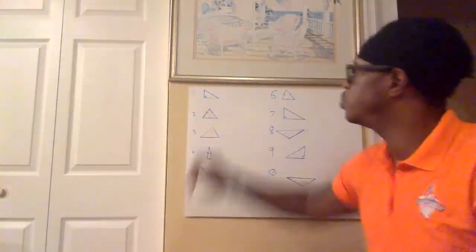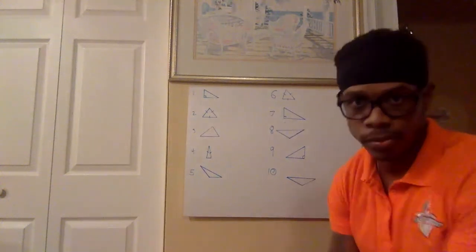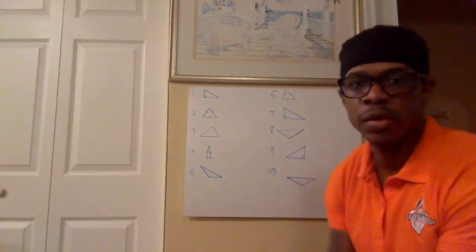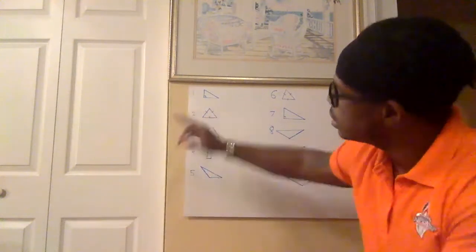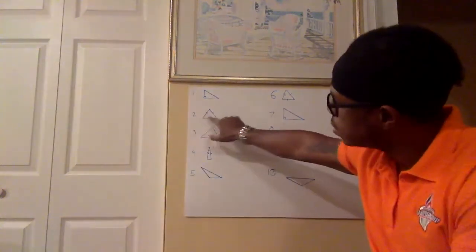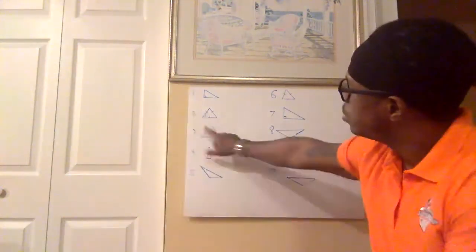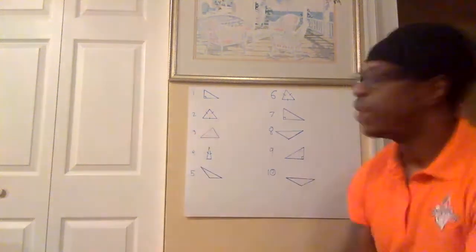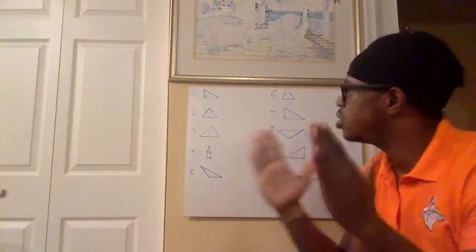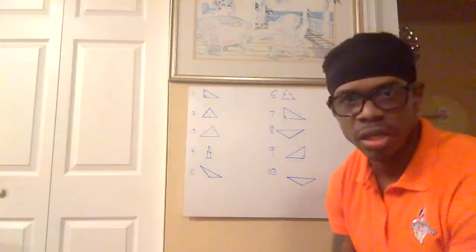Now, number two, if I were to say that is an acute triangle, would I be correct? Yes, I would be correct. Number two is an acute triangle because all three angles are less than 90 degrees. Number three, if I were to say number three is an obtuse angle triangle, would I be correct?